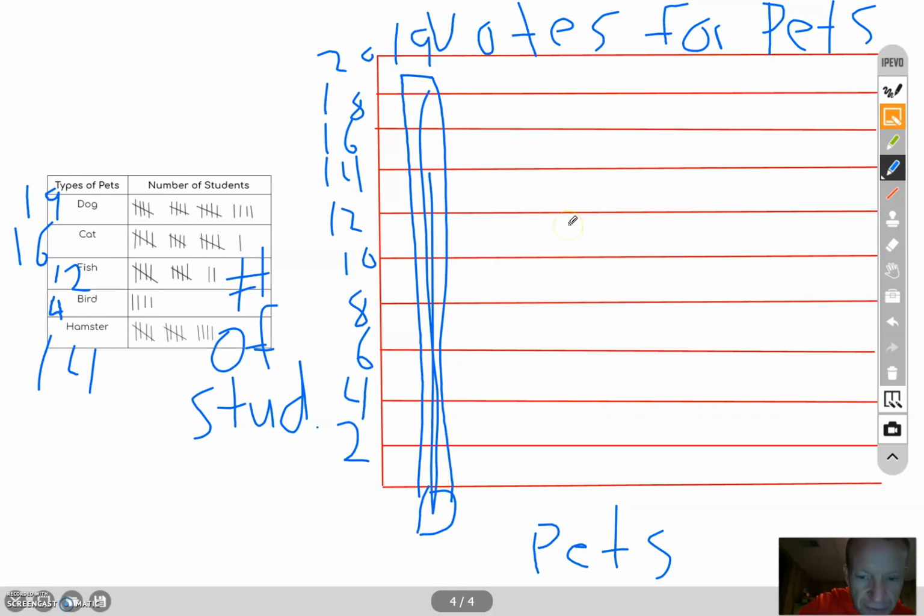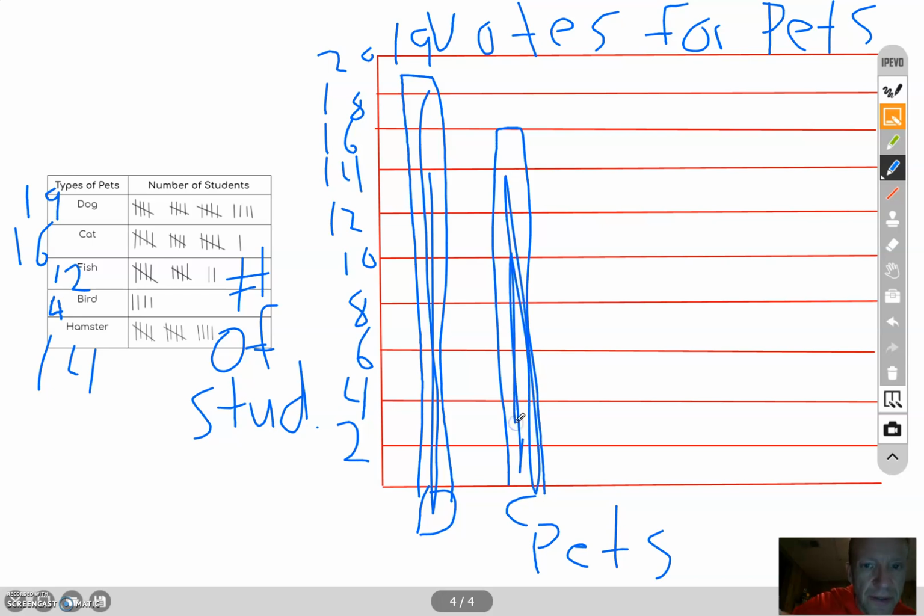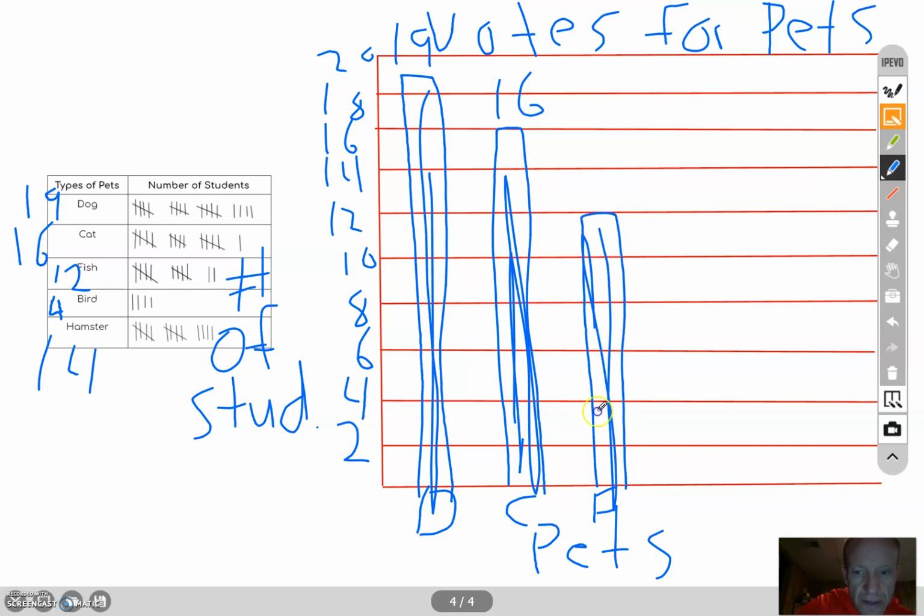Okay, now my next one is cats, and notice the bars are not touching. Try to keep them separate from each other. So now I'm going to go up to 16, cross, color it in a little bit, and put 16. Then I'm going to come over here and do fish. Go all the way up to 12. Go across, color it in a little bit, write the number on top.